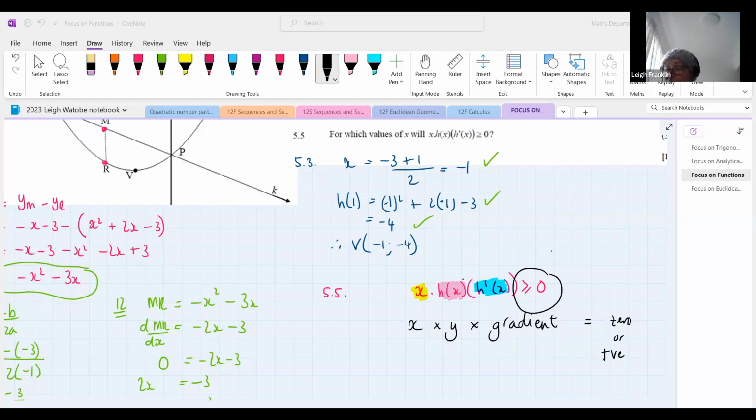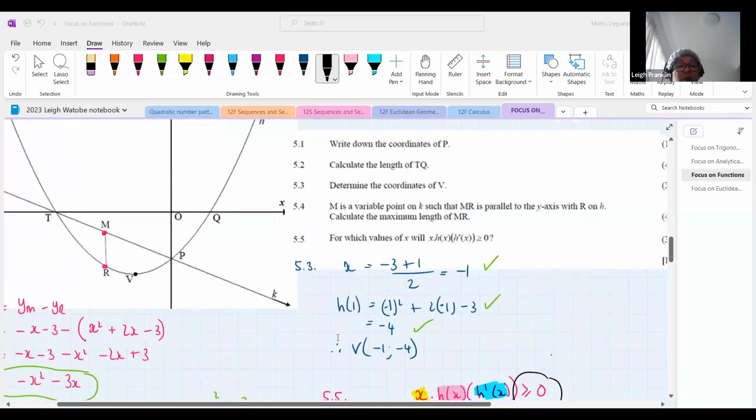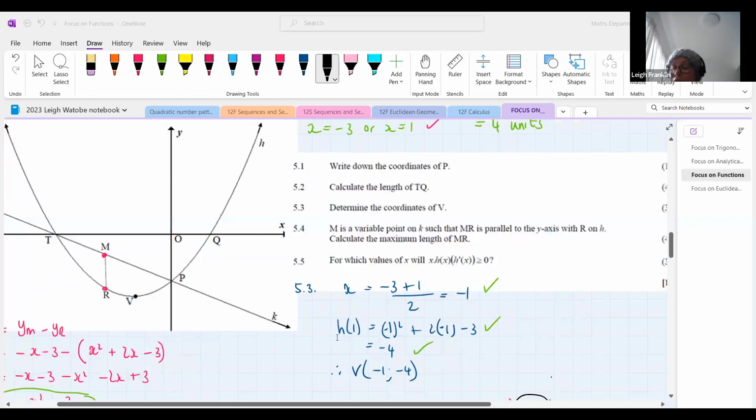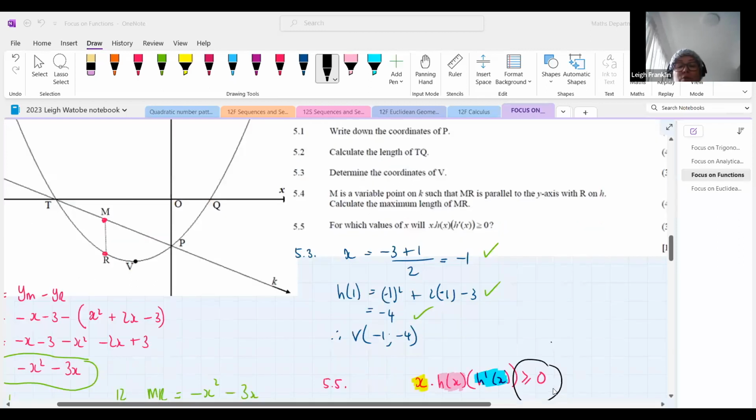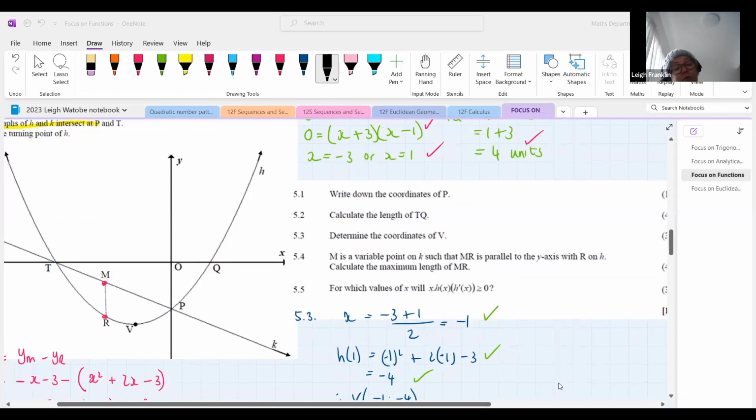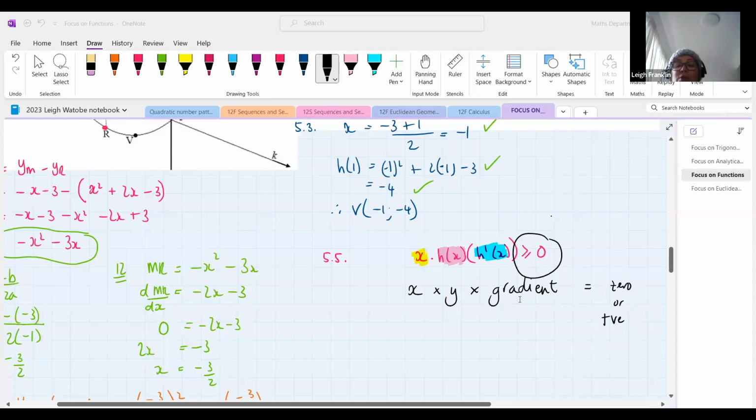Okay, so if we go up and we have a look, x is negative to the left of the y-axis. It's positive to the right of the y-axis. y is positive above the x-axis. y is negative below the x-axis. When we talk about gradient, when we're walking downhill, gradient is negative. When we're walking uphill, gradient is positive. So gradient is negative before V. Everything before V has a negative gradient. Everything after V has a positive gradient. We're walking uphill. Okay, so we want a positive outcome.